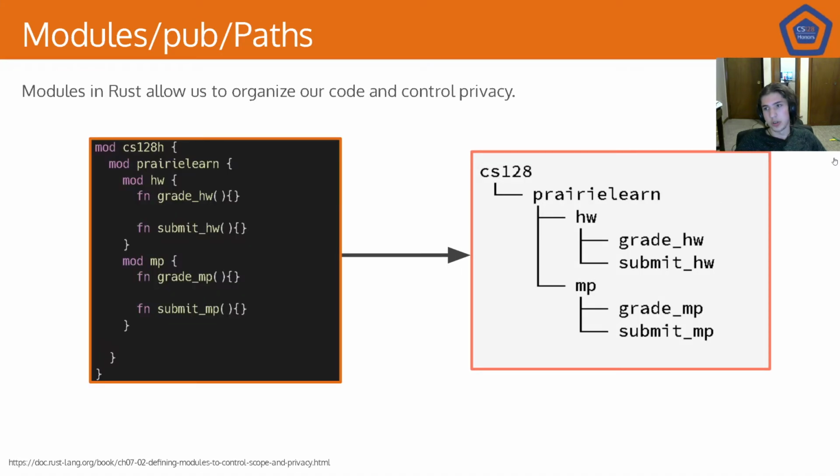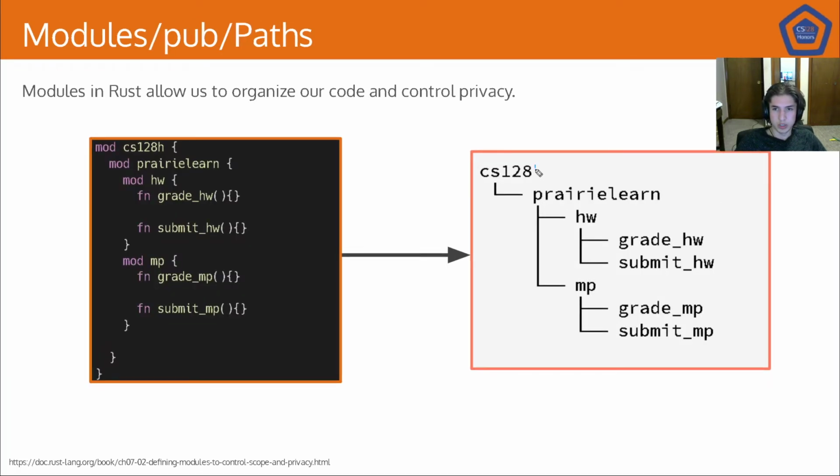Okay, and so we'll look at an example a little bit closer to our case. I just realized I forgot an H there. Whoops. So let's say we have some CS128 honors module that has PrairieLearn and MP, that has the PrairieLearn module within it, that has homework and MP, and each one has grade and submit for its respective things. This is what that looks like as a tree. Remember, technically at the base of it all is the crate package.